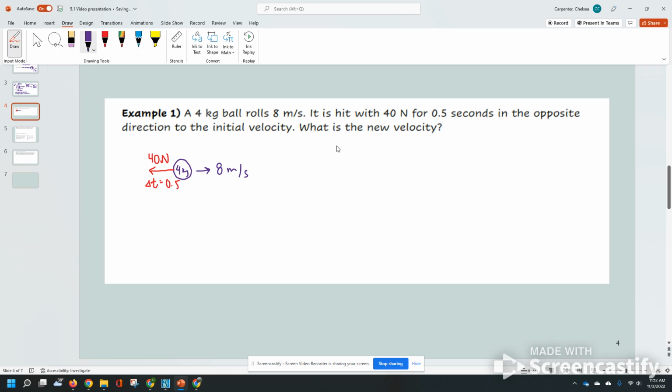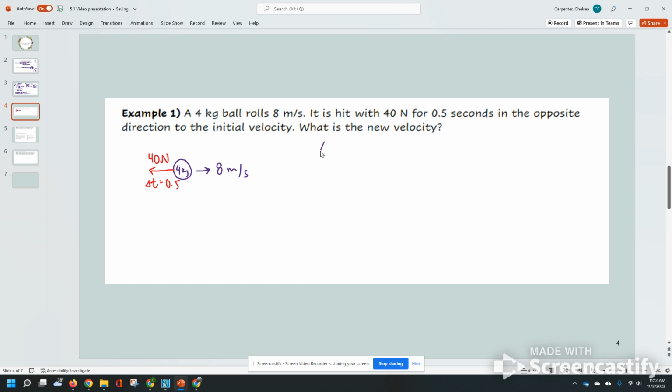For that one, let's use change in momentum equals force times change in time. A change is just final minus initial, so let's replace that with final momentum minus initial momentum equals force times change in time. I know that momentum is mass times velocity, so mass times my final velocity minus mass times my initial velocity equals force times change in time.